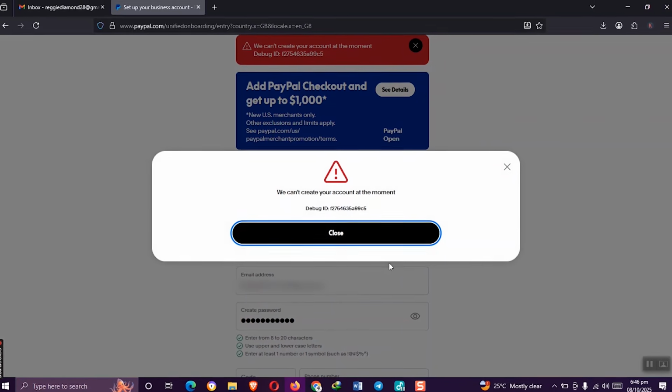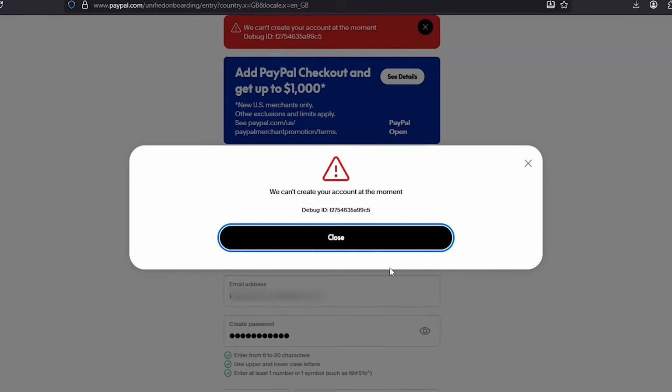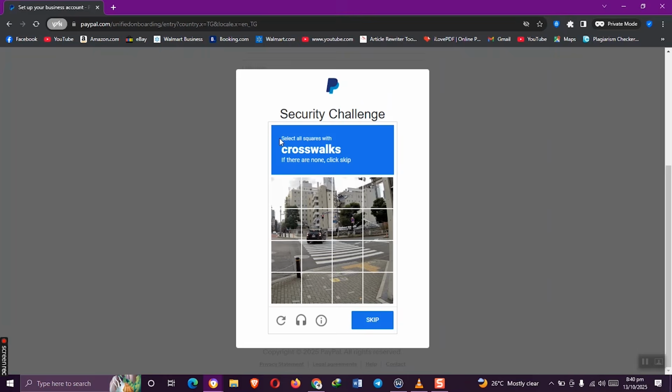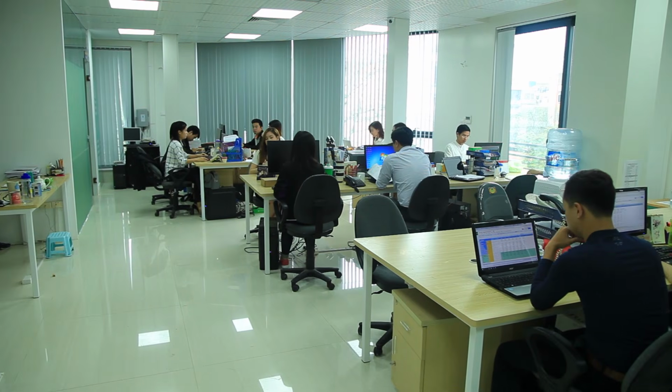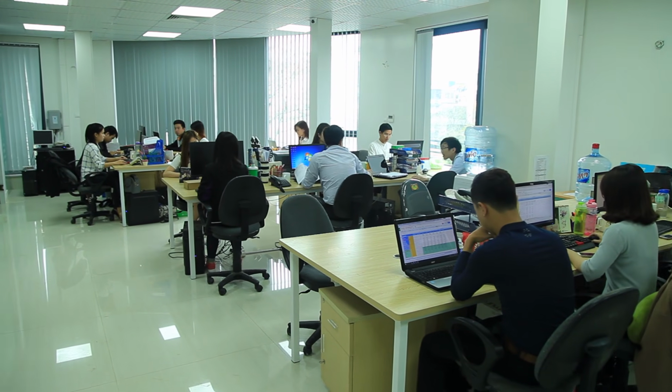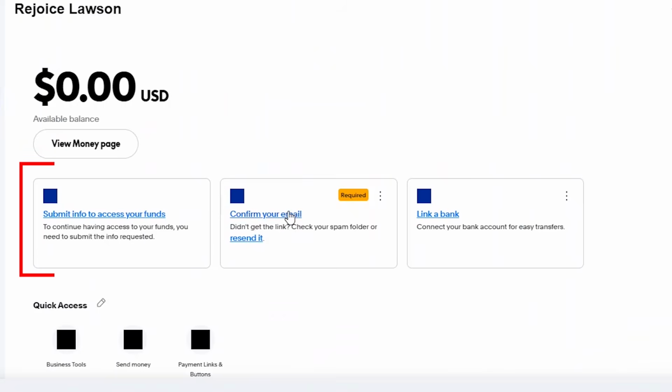Now, most of the debug errors you see during the PayPal sign-up process are simply reference numbers generated by PayPal's system, and they are designed to help PayPal's technical team identify what went wrong behind the scenes. In other words, the debug ID itself is usually not the problem. It's simply a symptom of another issue.